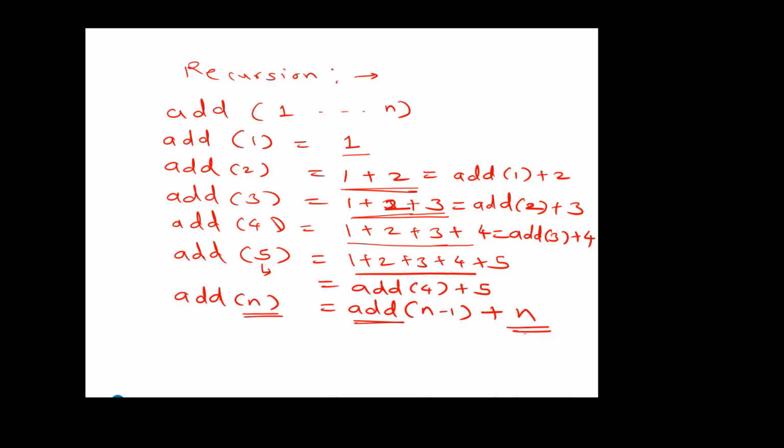So this is something called recursion, where the same task we are getting done by calling the same method, but by using different parameters. So instead of n, now we are passing n minus 1. So we will get the n minus 1 addition, and then we are going to add n to it.